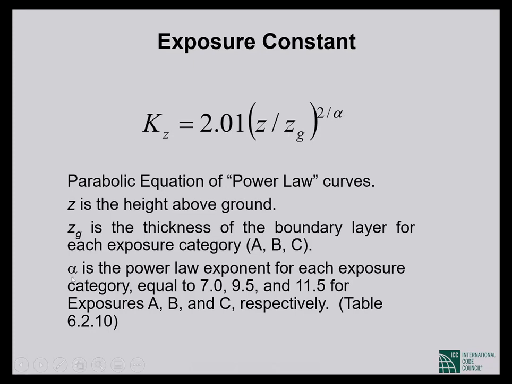The alpha value is given in ASCE 7 and BNBC. Alpha is the power law exponent. It is 7, 9.5, and 11.5 for exposure A, B, and C respectively. So if you know your exposure, you will be able to calculate K sub Z at any height above ground level, because Z sub G is given in BNBC and alpha is also given in BNBC.